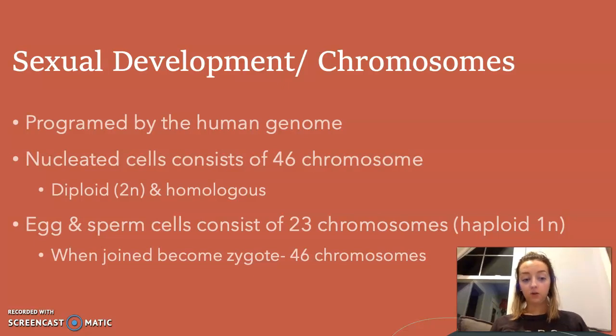On the other hand, the only cells in the body that don't consist of 46 chromosomes are the egg and sperm cells, which only consist of 23 chromosomes. These chromosomes are haploid, which means they are not matched, and they are written 1N, meaning they are not in pairs, so they are not homologous. The point of these cells having 23 chromosomes is very important, because the egg and the sperm cells are supposed to combine to create 46. When this happens, this is called a zygote.